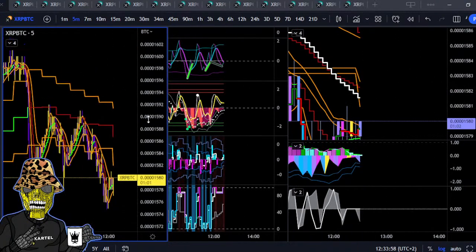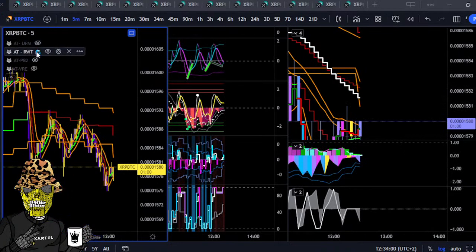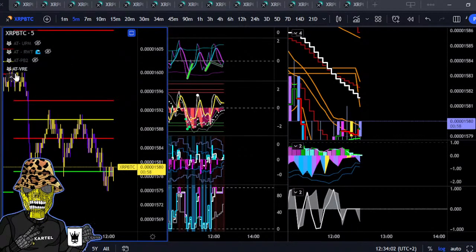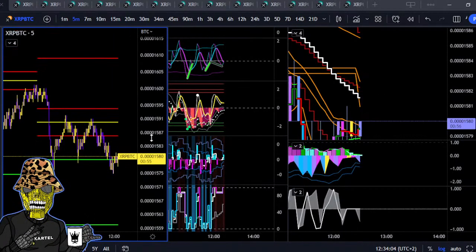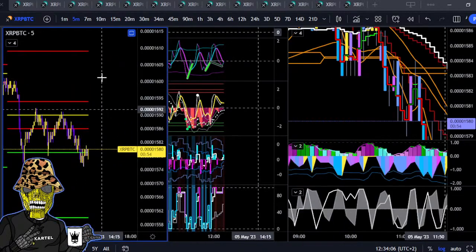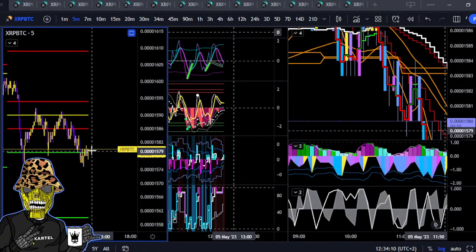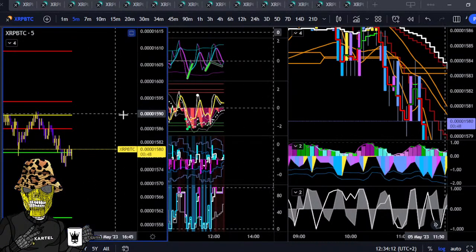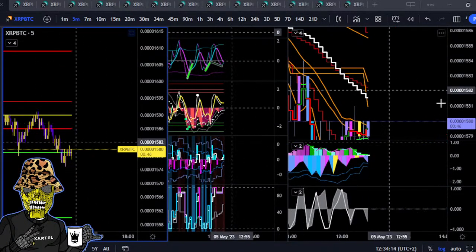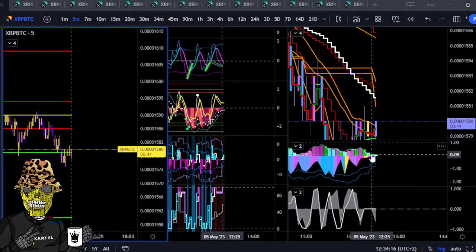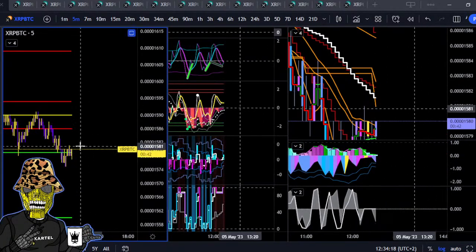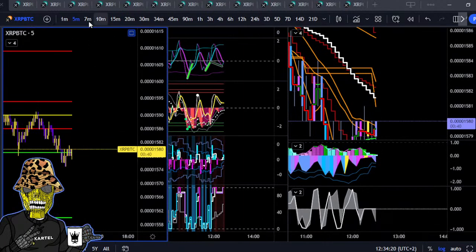XRP BTC, what are we looking at here? Let's just go put on the VRE. So this thing's wanting to also mean revert back to the daily. Currently, this has just come into the daily. There's a hidden bull div that could be a good little play. Contraction in volatility was negatively correlated. This is going to have the float up initially.